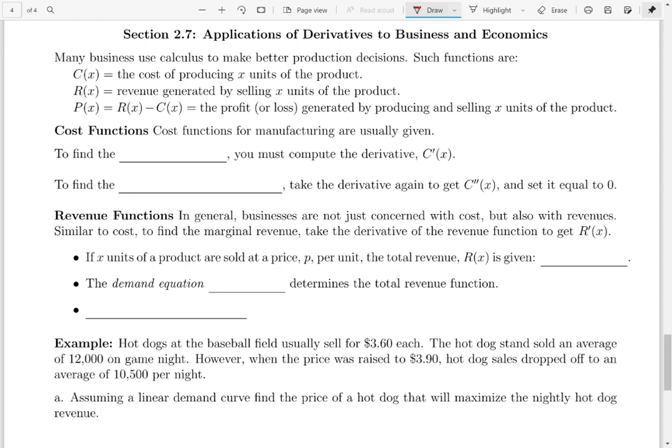But in our oversimplification, we're just going to assume that C is the cost of producing X units of a product, R of X is the function that's the revenue generated by selling X units of a product, and then if you want to find the profit, that's the revenue minus the cost. Remember that we talked about marginal functions, and so specifically we're going to say that the marginal cost is the derivative.